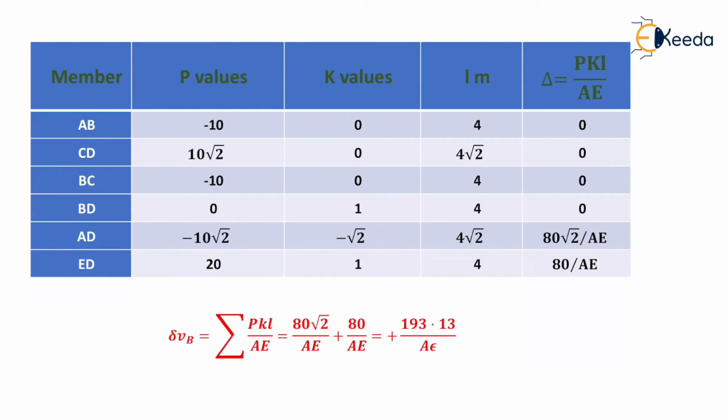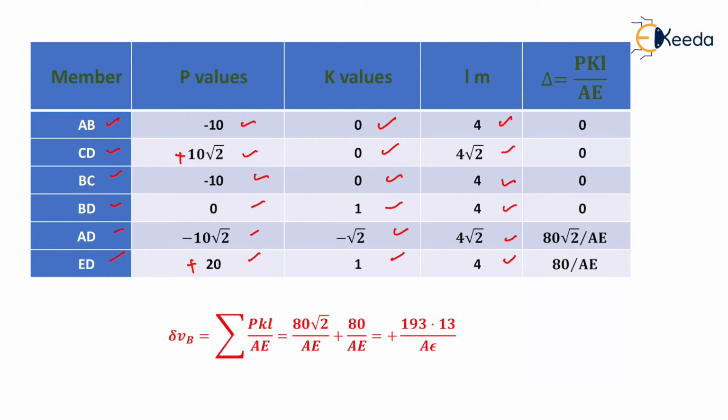Now for the determination of deflection, we need to make a table here in which the members are written as AB, CD, BC, BD, AD and ED. Its P value is written here. Negative sign is because of compression nature and positive sign is because of tensile nature. Now the K value is already calculated. We just write the K values. Negative sign is because of compression nature and positive sign is because of tensile nature. And L we had calculated, or which is already given in the question.